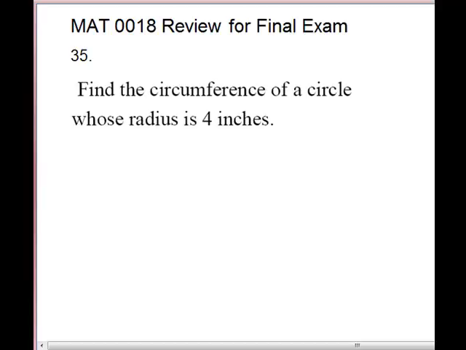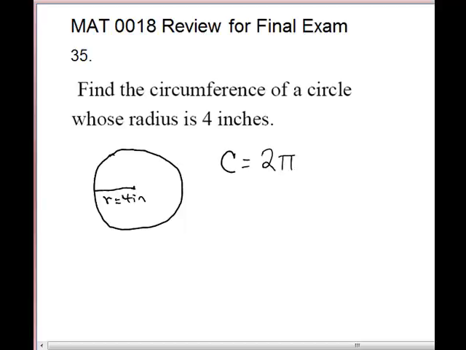Next, we will find the circumference of a circle whose radius is 4 inches. So we have a circle, and the distance from the center to the outside edge is the radius, and it is equal to 4 inches. We want to find the distance around the circle. We have to remember the formula. Circumference is 2 times pi times r.